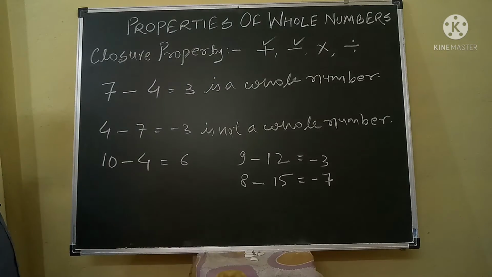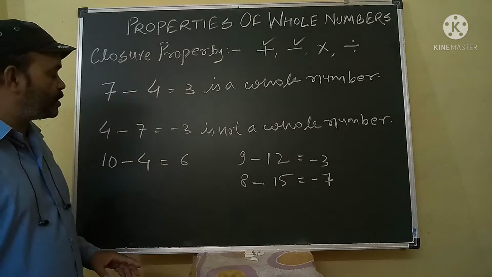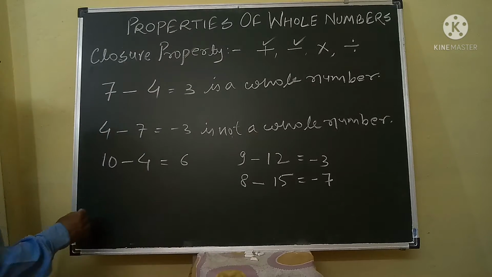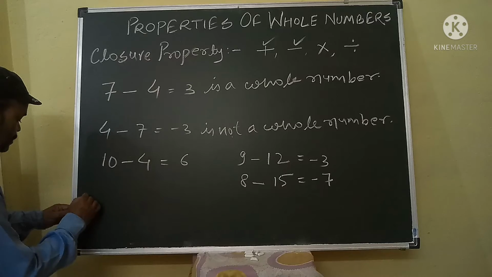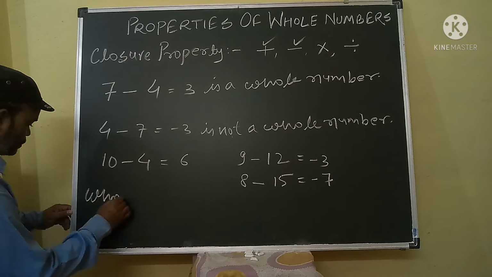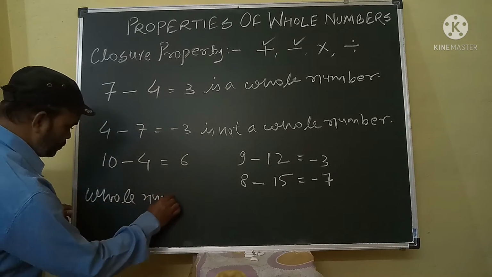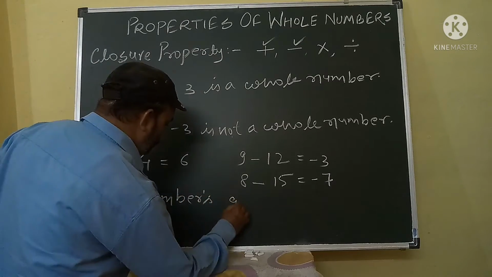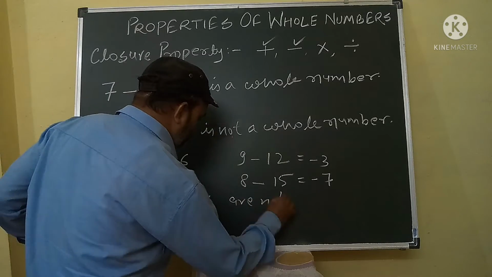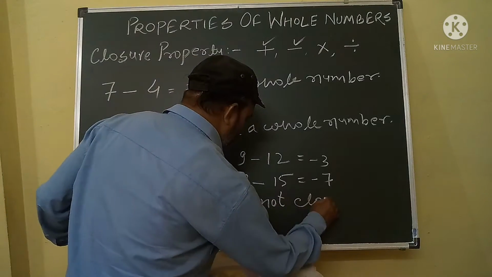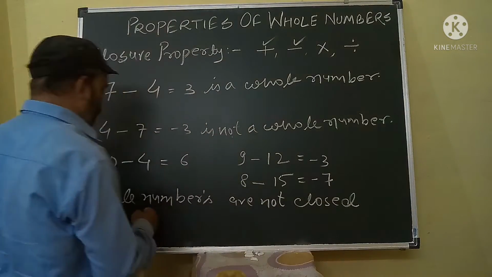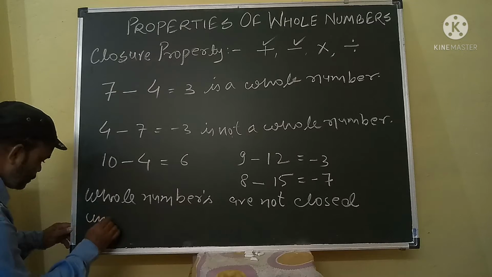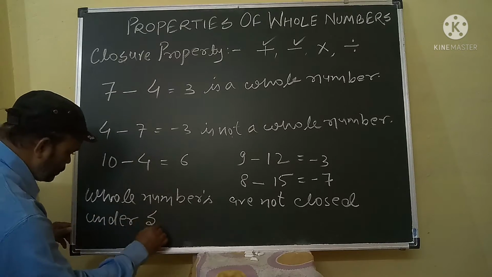Therefore, what is the meaning of all these examples? The main basic point is whole numbers are not closed under subtraction.